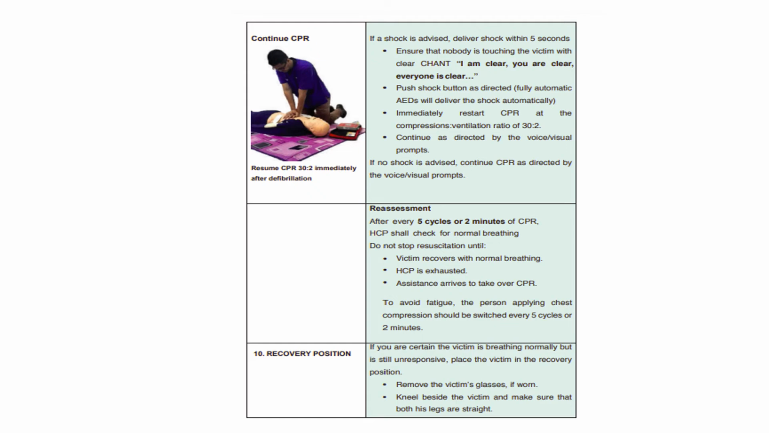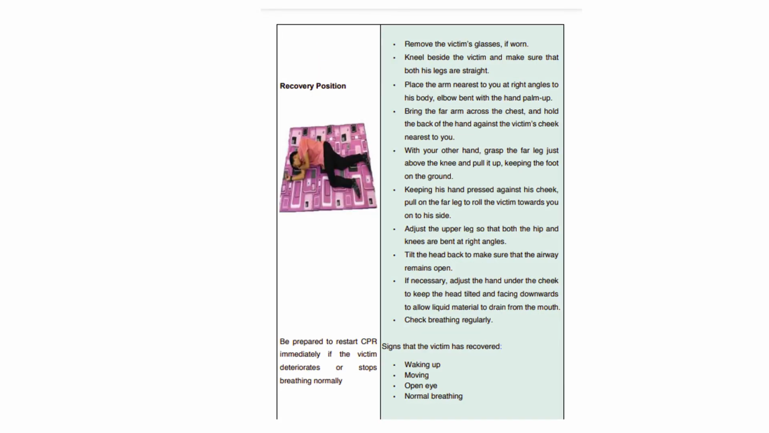Okay, if you are certain the victim is breathing normally but is still unresponsive, place the victim in the recovery position. So to do this, you must remove the victim's glasses if worn, then kneel beside the victim and make sure that both his legs are straight. Then place the arm nearest to you at right angles to his body, elbow bent with the hand palm up.